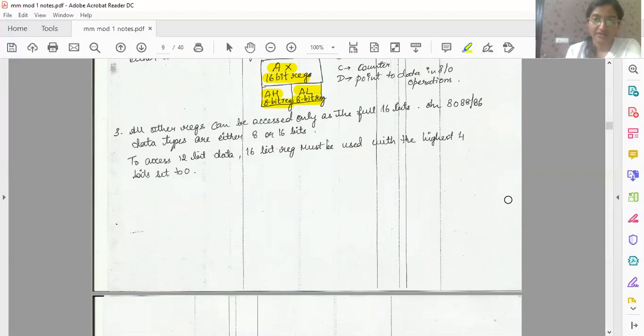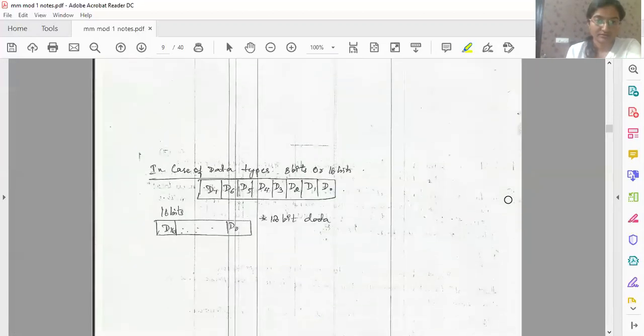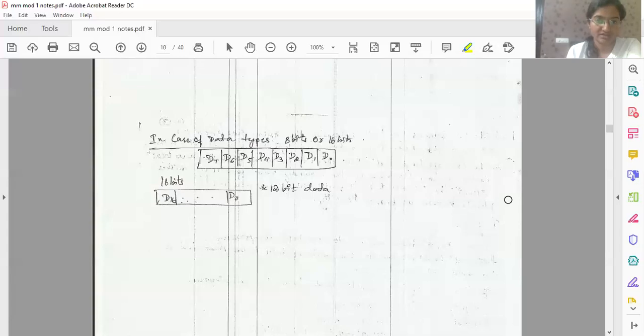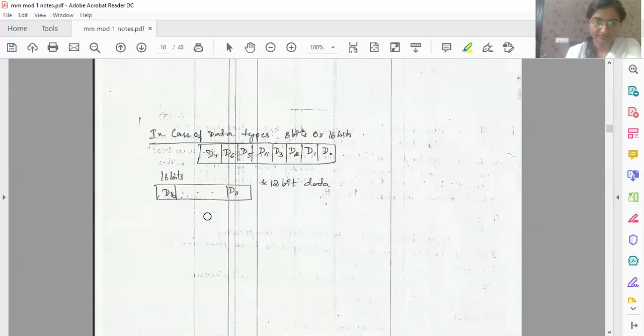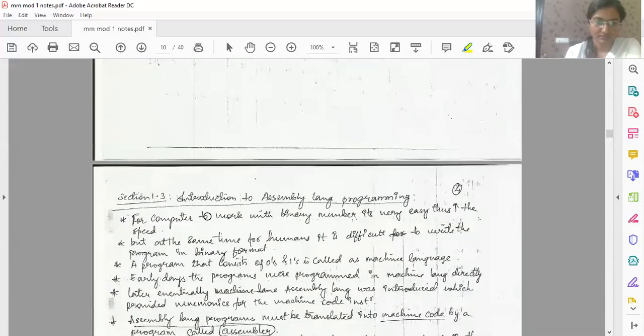Okay. Then, that is what is being shown here. In case of data types, 8 bits or 16 bits, how do we represent the data? D0 to D7 for 8 bits, and D0 to D15. This has to be D15, okay? D0 to D15 is 16-bit data.